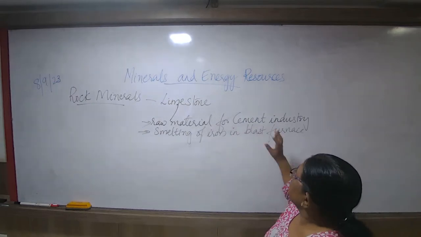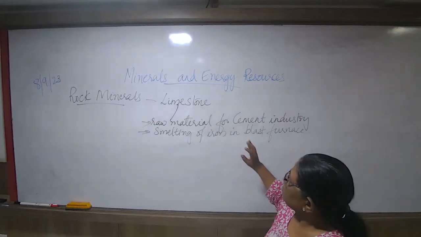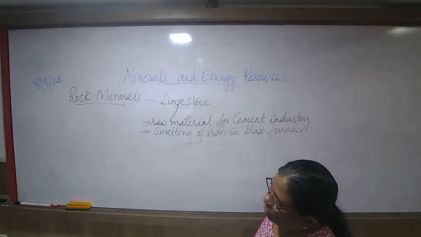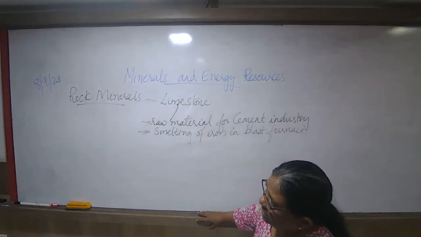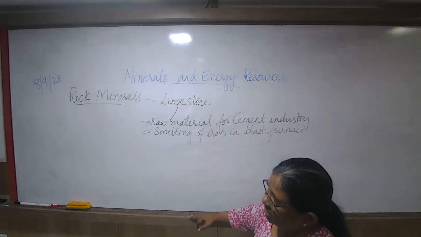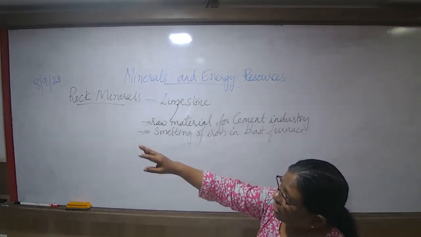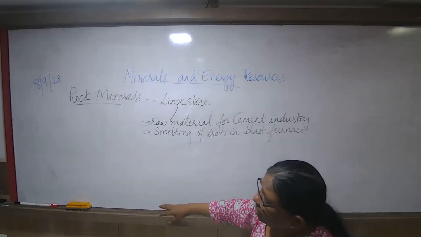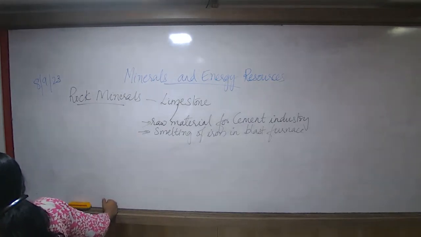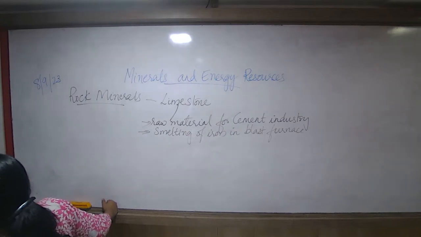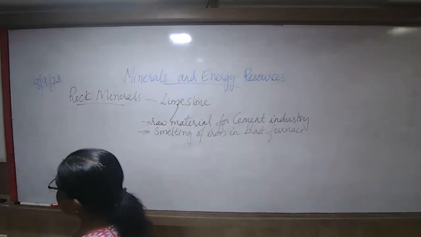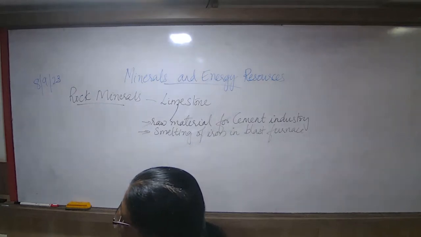It is an essential raw material for the cement industry and smelting of iron in the blast furnace. Got it clear? Now, where is it found? Just to give you time. The sedimentary rocks, then regions where it is. See, maximum production is in Rajasthan, then Madhya Pradesh, Andhra Pradesh, Chhattisgarh, Karnataka, Telangana, Gujarat, Tamil Nadu, Maharashtra. These are the regions where this limestone is formed.